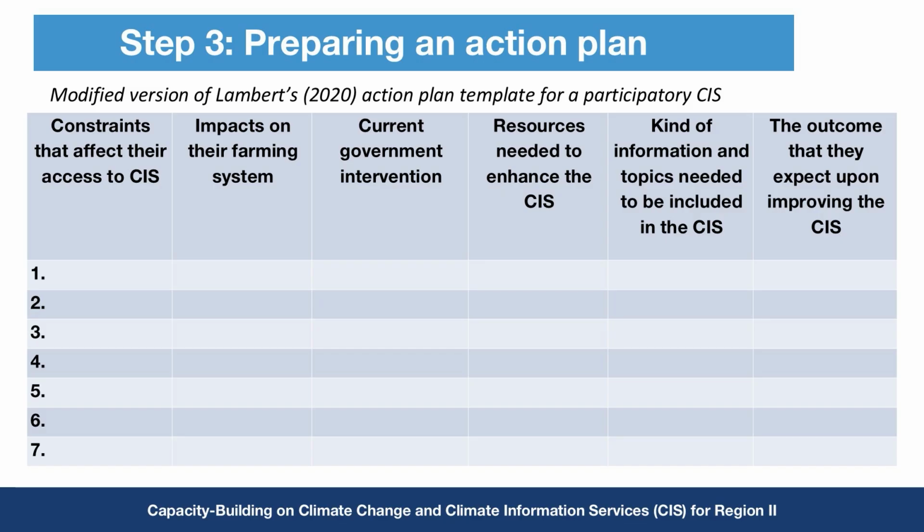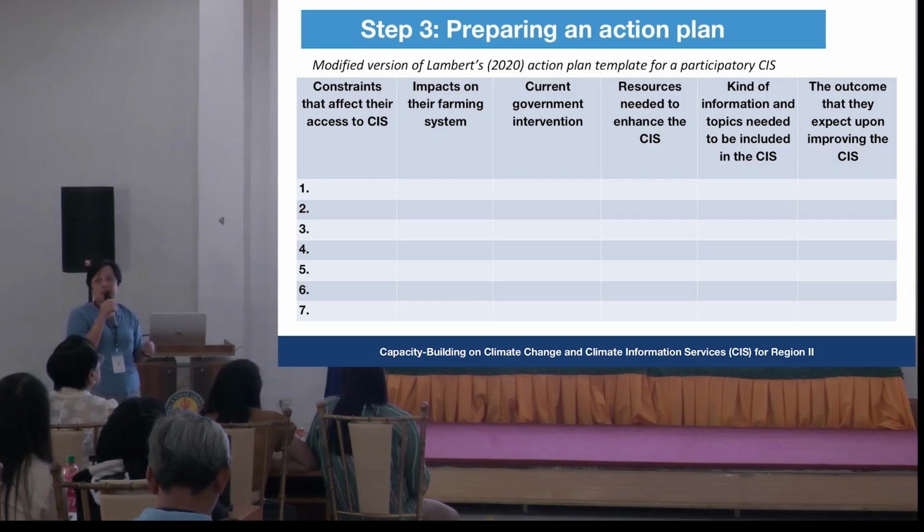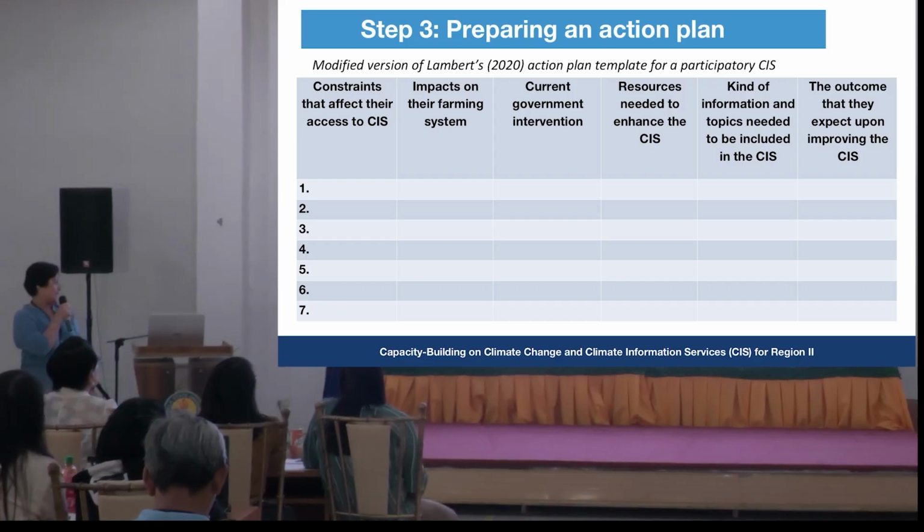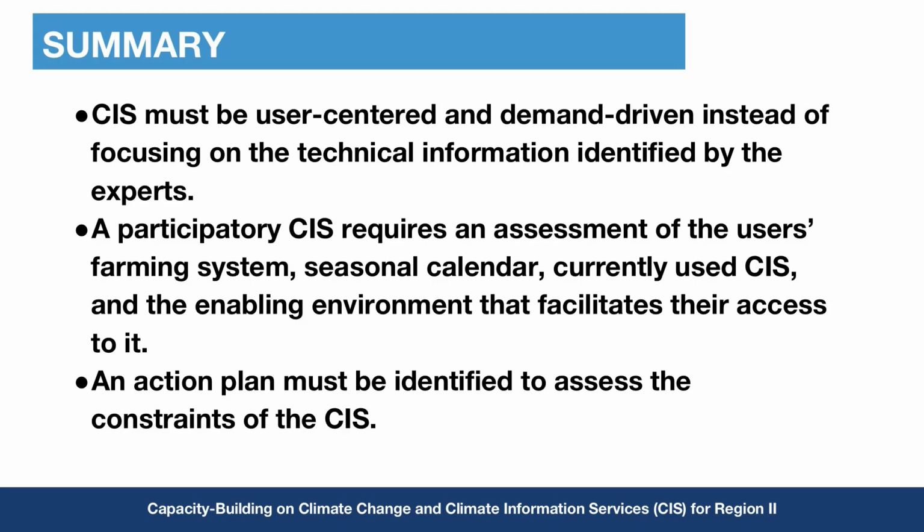What we are suggesting po, yung format. So, nandiyan yung constraint, sabi ko nga po kanina, ano yung per constraint, ano yung impact nun sa farming system o kaya kung sa fishing system, ano yung current intervention na ginagawa ng government to cater yung problem na yon, ano yung resources na kailangan, ano yung information din na kailangan or topic ba yan na dapat ma-include sa CIS, ano yung magiging expected outcome kung ma-improve po yung CIS. So in summary, sabi dyan, CIS must be user-centered and demand-driven.